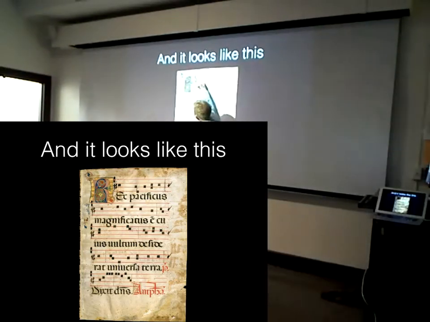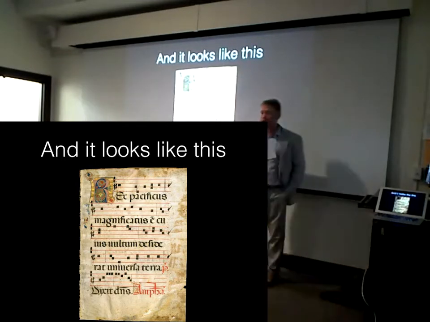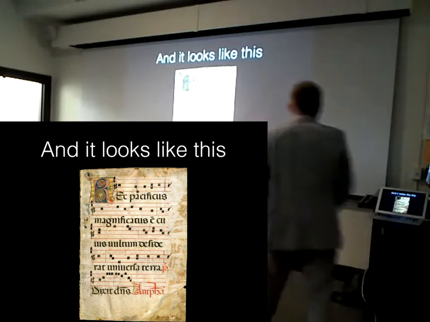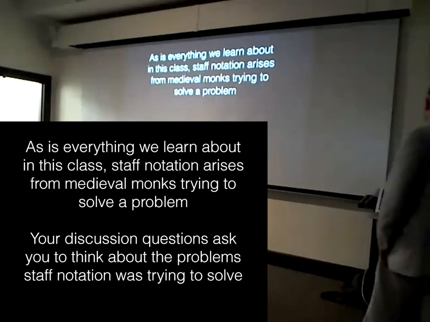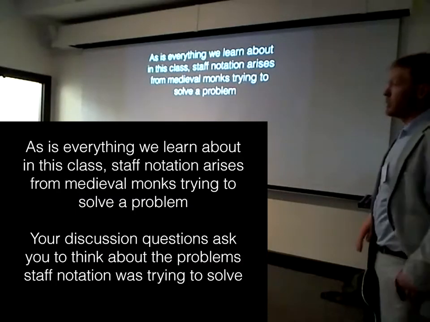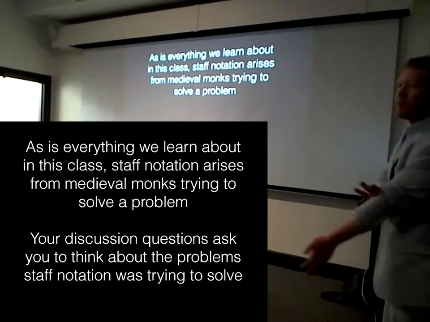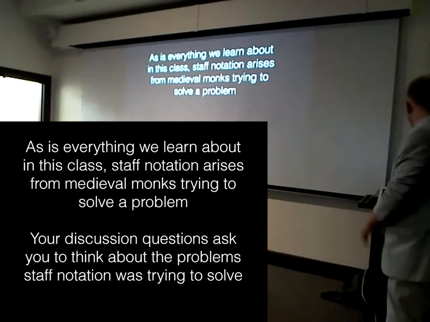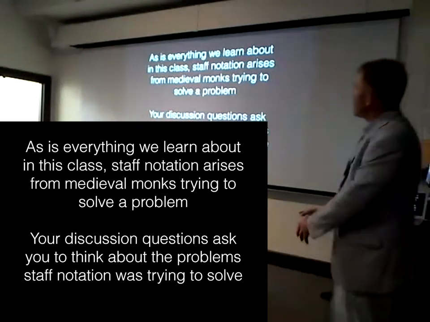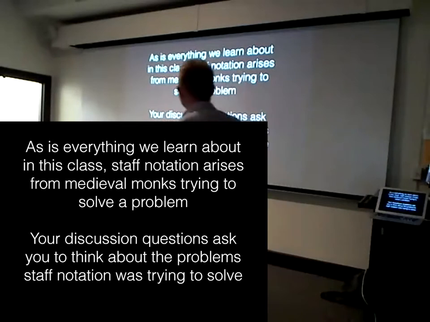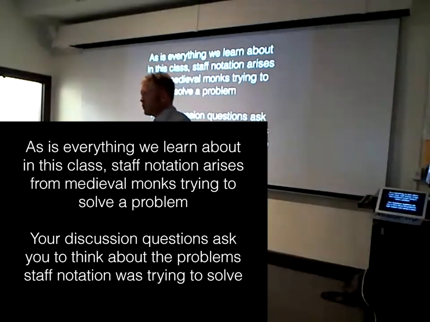This is a C, that's an F. And so that's saying that this F then goes down to a D, then comes back to an F, then goes up to a G, and so on. And so we've got our modern staff notation now. As with everything that we learned about in this class, or would have learned about in this class to this point in the semester, staff notation arises from medieval monks trying to solve some problem. And your discussion questions ask you to think about the problems that staff notation was trying to solve.